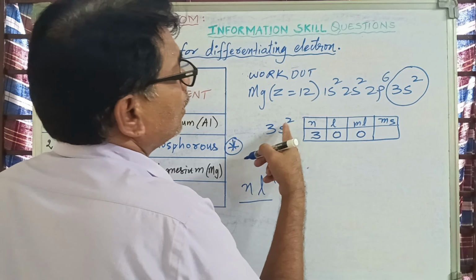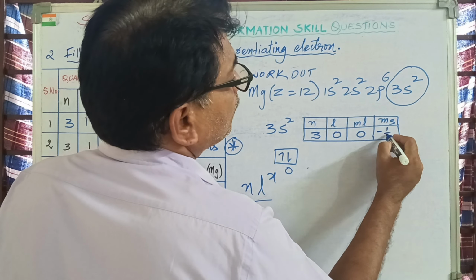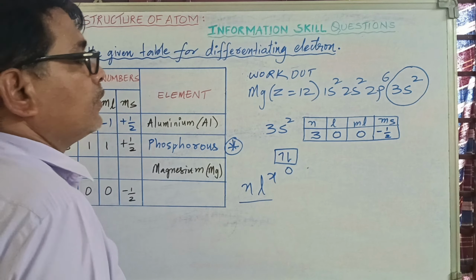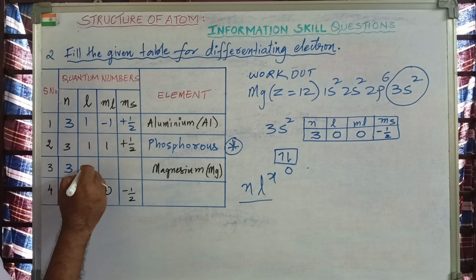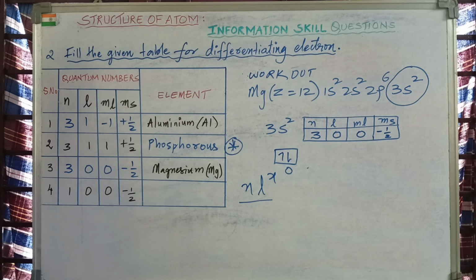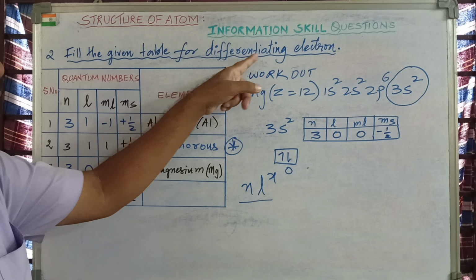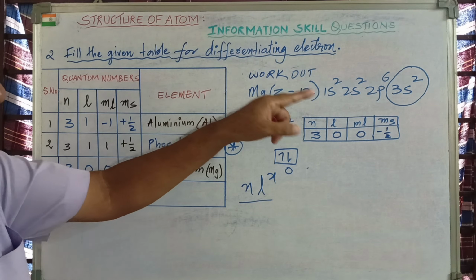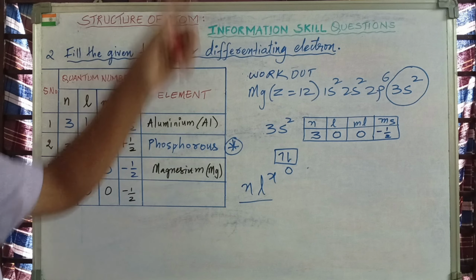Now speaking about 3s2, you are speaking about the second electron in the same box, which is anti-clockwise. So let us take the values again: 3, 0, 0 and minus half. These are the values for magnesium for the differentiating electron, that means the last 3s2. You are speaking of 3s2, not 3s1.